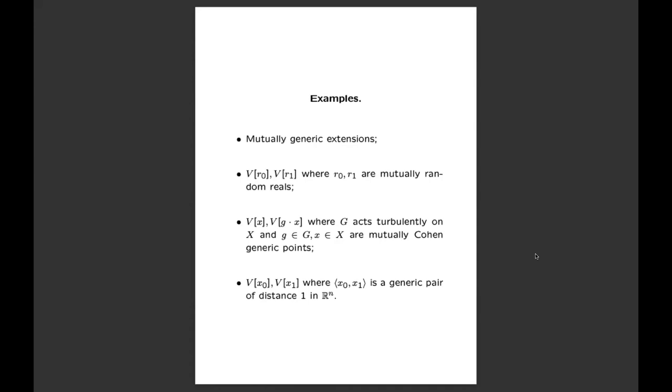And now the last one talks about Euclidean spaces. So you shoot a generic pair of distance one, x0, x1. What does it mean? You look at the set of all points of distance one. This is a closed set, so it's a Polish space. So there's a Cohen forcing associated to it, and so you look at the generic pair and look at V[x0] and V[x1]. These are not mutually generic extensions because x0 and x1 after all have distance one, but they happen to be mutually Noetherian of dimension n. But there are many other examples that I can't list in my time.